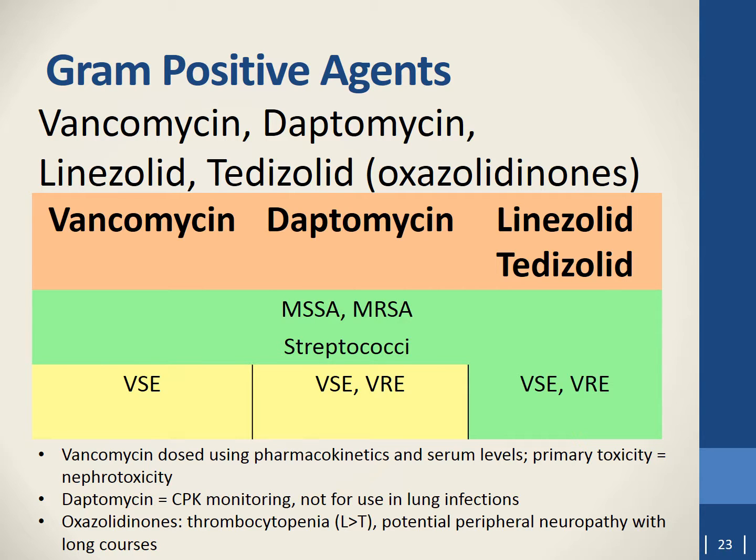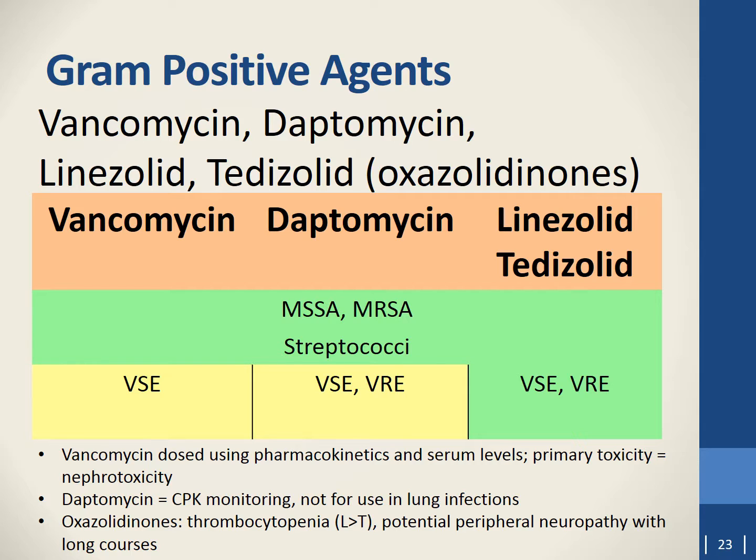And then linezolid and tadalafil are indicated for treating vancomycin susceptible and vancomycin resistant enterococci. You may see them used as oral options for this indication because of those listed here, those are the only two that have oral options available. Just pointing out a few key bullet points on the bottom of the slide. Vancomycin, we do dose using pharmacokinetics. We take serum levels and measure it and dose adjust based off of that and target ranges by indication.